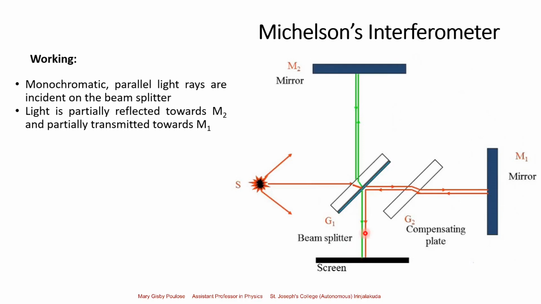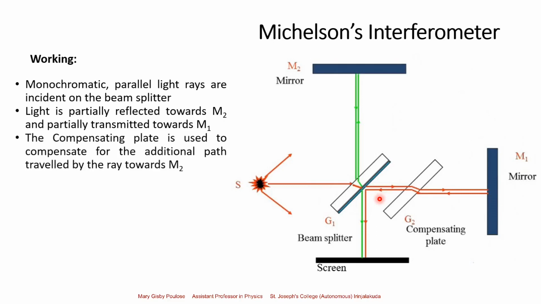Here, let us consider the green rays to be the path of the reference beam and the red rays to be the path of the object beam. Now, a compensating plate is usually used to compensate for the additional path traveled by the ray towards M2.